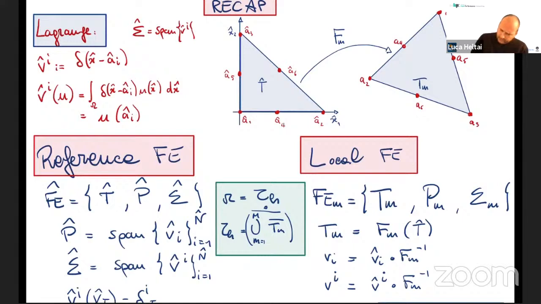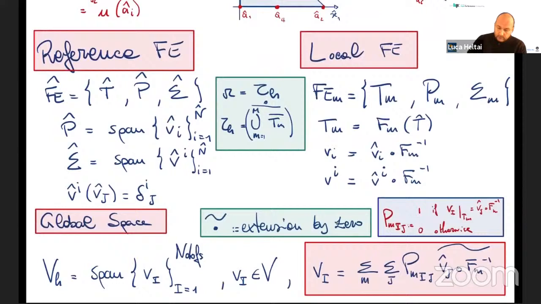And as soon as you have this Fm at your disposal, then you can define a local finite element space on Tm as a triple Tm, Pm, sigma m. This triple is obtained through the push forward through Fm of the triple that we had over here. So in other words, you see Tm as the transformation under Fm of T hat, and you see v as the composition of v hat with the inverse of Fm.